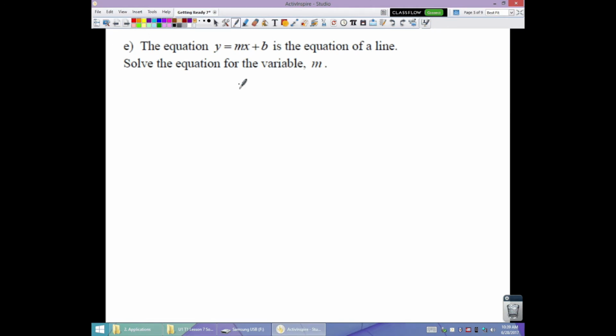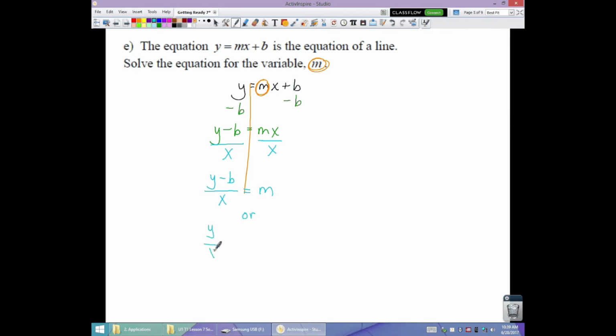Part E, we have the slope-intercept form of a linear equation, y equals mx plus b, and we're going to solve that equation for m. So to isolate that m, we'll first get rid of positive b by subtracting b on both sides. Y minus b equals mx. And to now get rid of the x, it's multiplied, so we'll divide both sides by x, leaving us y minus b all divided by x equal to m. Or, again, if you split it into two separate fractions, that's y over x minus b over x is equal to m.